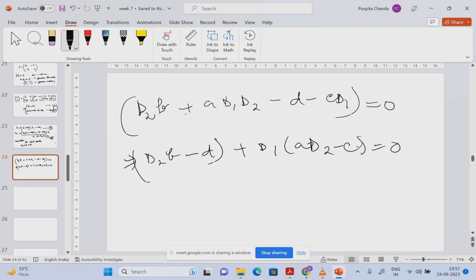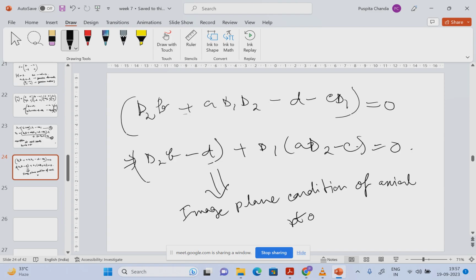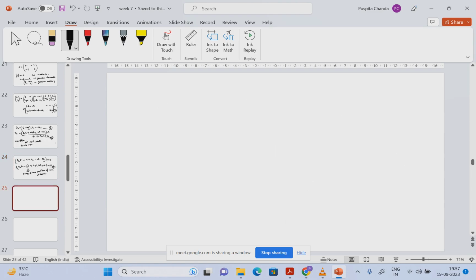Okay. This is called the image plane condition of axial point object. This thing. Let us give the name 3.